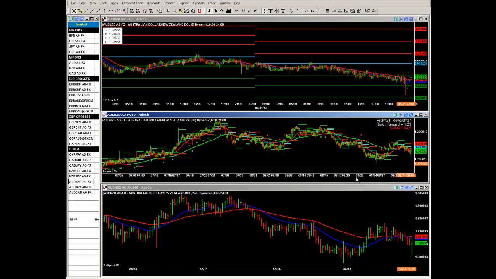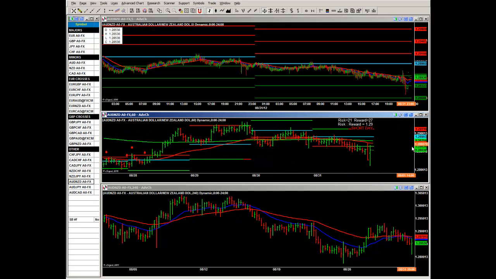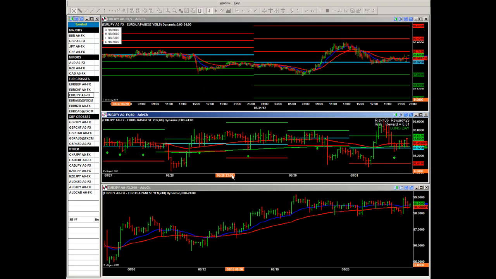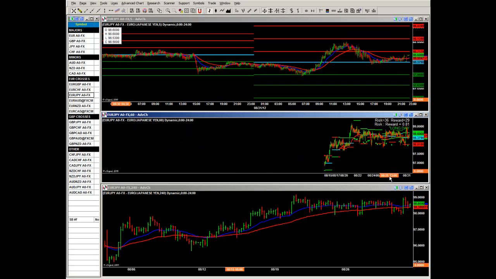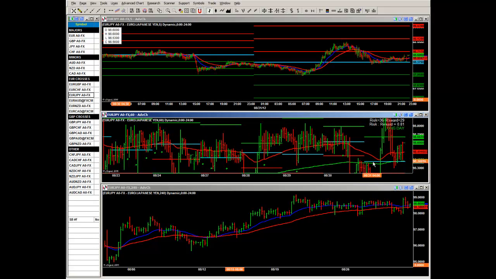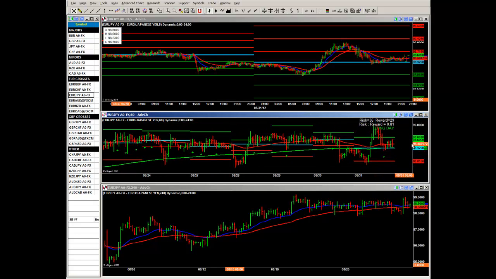Let it update. There we go. Okay, that hasn't changed anything. And what was the other one? Euro Yen. Let's see if that's changed anything. No. Okay, so I seem to always be out of luck, but I just wanted that to update and see if that does anything. Yep.